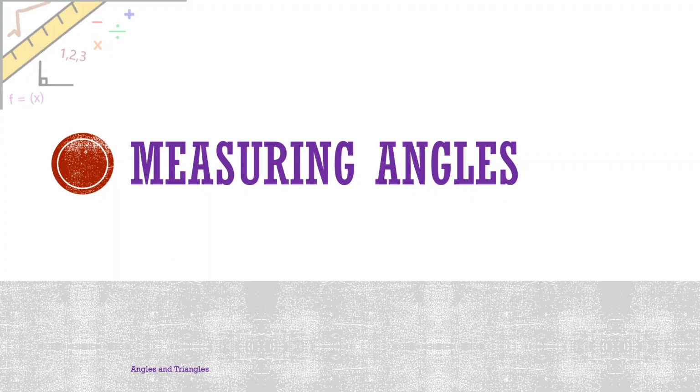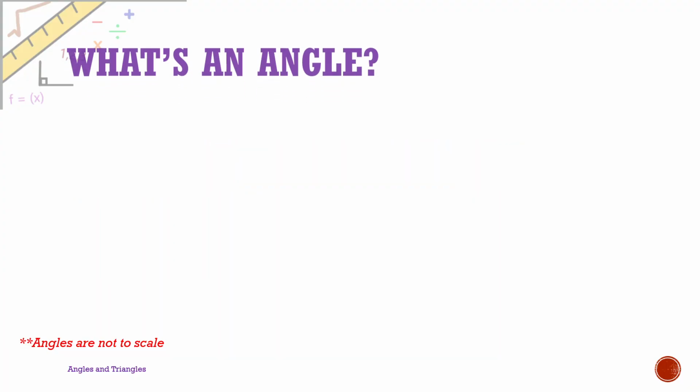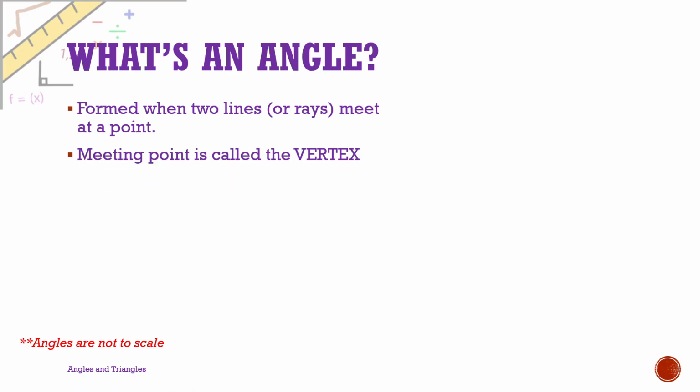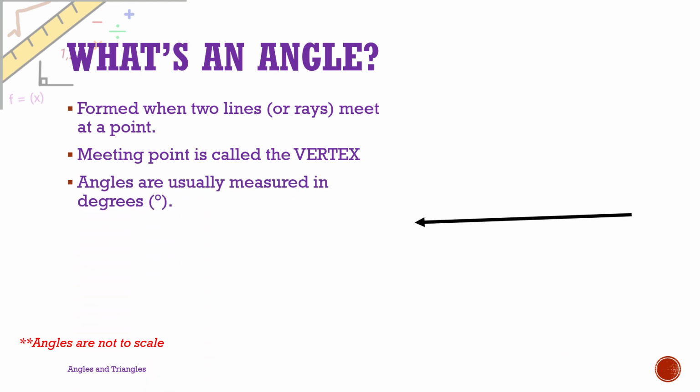Let's talk about measuring the angles. First of all, it's important to understand what an angle is. An angle is formed when two lines meet at a point. The meeting point is called the vertex. Angles are actually measured in degrees. Here we have these two lines meeting at a vertex and forming an angle.